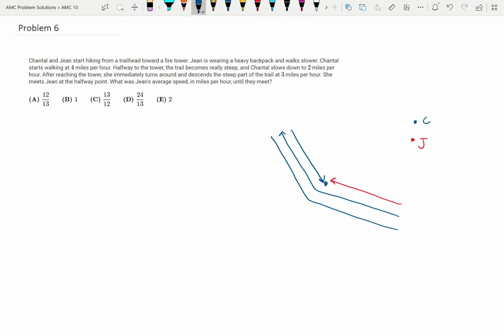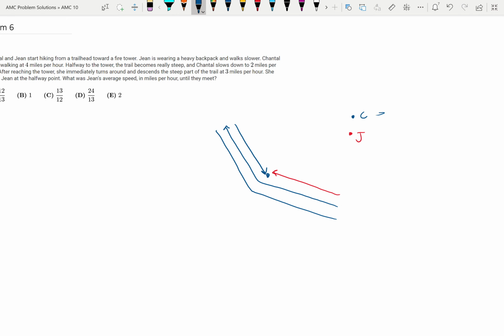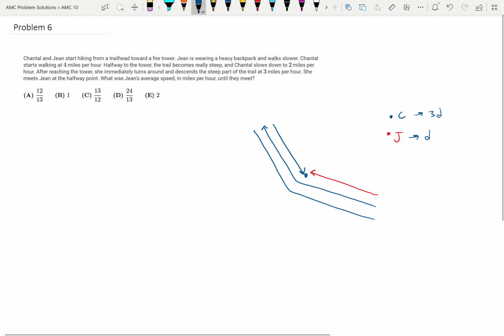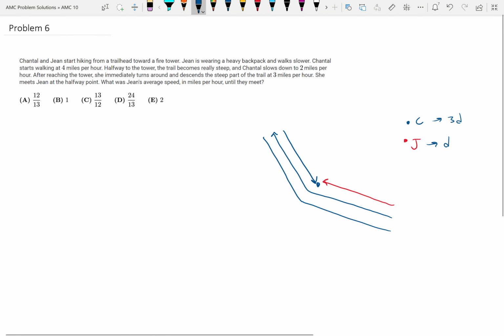Here's Chantal. So let's call halfway up the trail D. The distance of that will be D. So Chantal's distance is 3D. Jean is only going a distance of D. So to solve this problem, we're going to use the fact that rate times time is equal to distance.